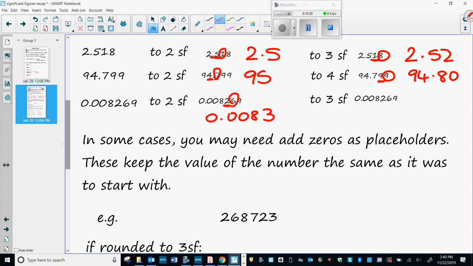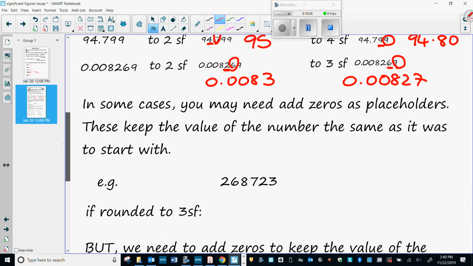So 3 significant figures. 1, 2, 3, circle the 9, it becomes 0.00827. Lovely. I'm hoping a lot of you are like, this is so easy, I can do this in my sleep. It's interesting though, because often we just do it here, and then when it comes to doing stuff in your actual work, silly mistakes are made. You've got to be really careful that you're thinking about it whenever you're working.